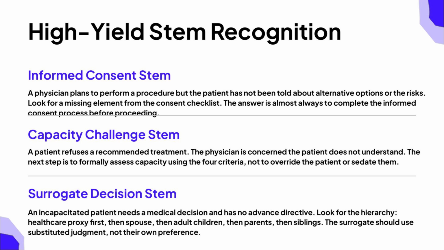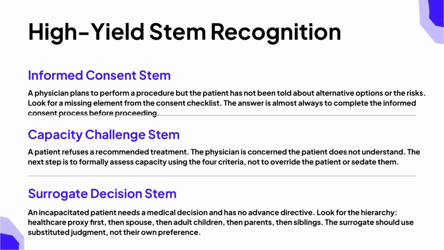First, the informed consent stem. You will see a physician about to perform a procedure, but the patient was not told about alternatives or risks. Whenever a required element is missing, the answer is to complete the informed consent process. Do not proceed until all 5 elements are covered. Second, the capacity challenge stem. A patient refuses treatment, and the physician is worried the patient does not understand. The next step is always to formally assess capacity. It is never to override the patient, call psychiatry without assessing first, or sedate them.